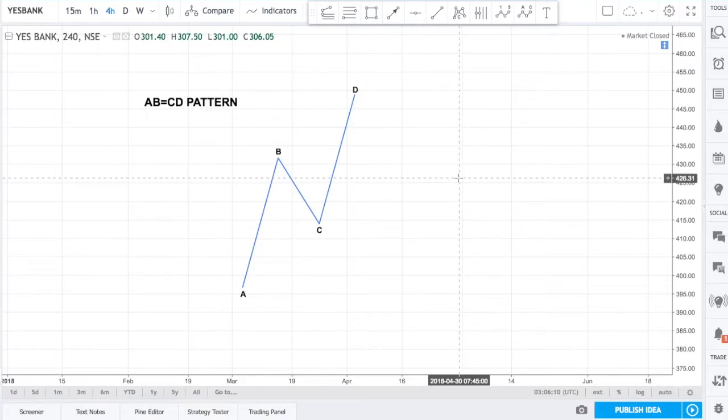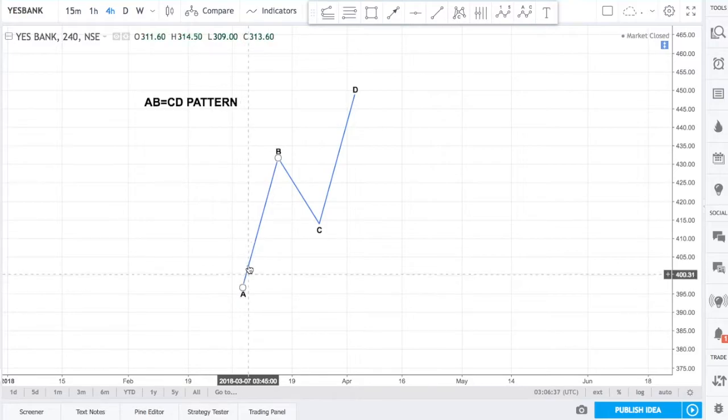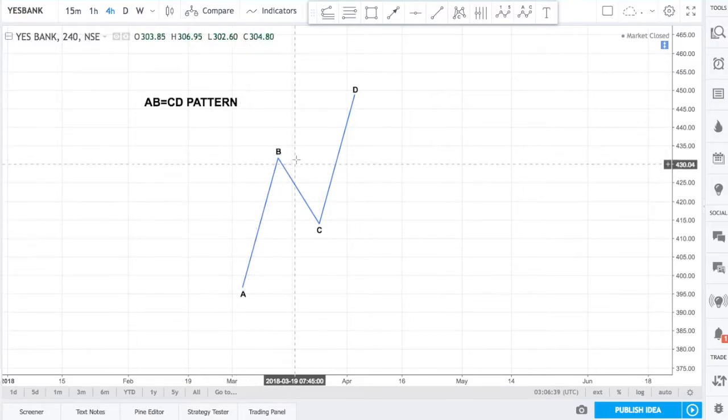Now let me explain the psychology behind this AB, BC and CD move based on my understanding. Some good news regarding the company, or some good fundamentals of the company, or bottom fishing, etc., pushes the price up or higher till point B.